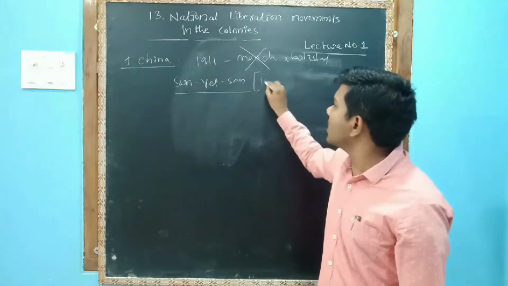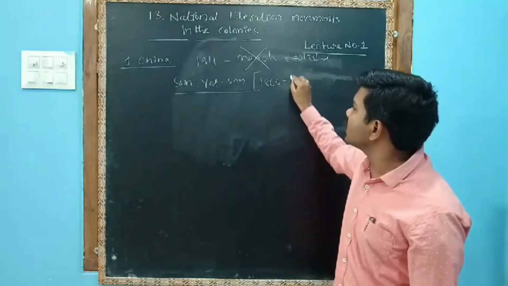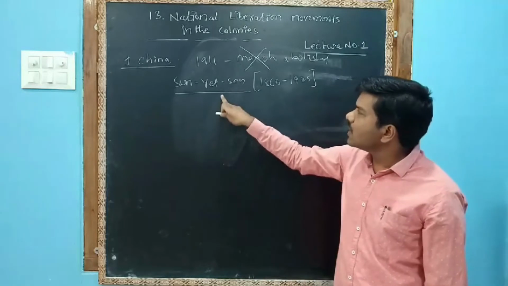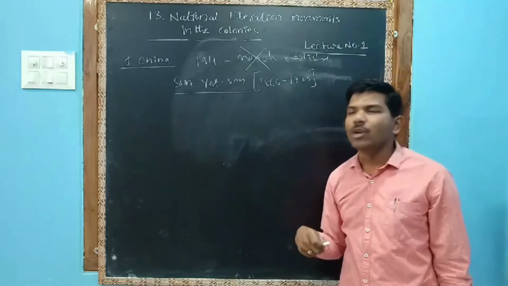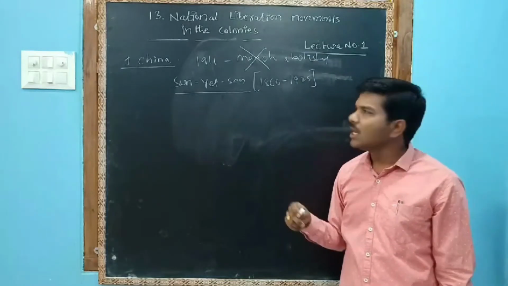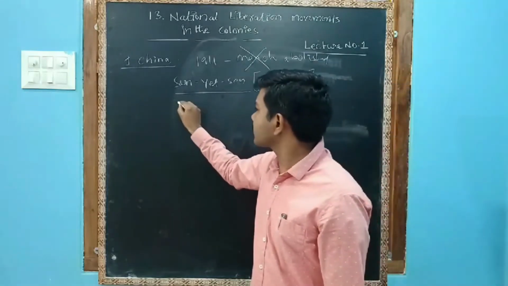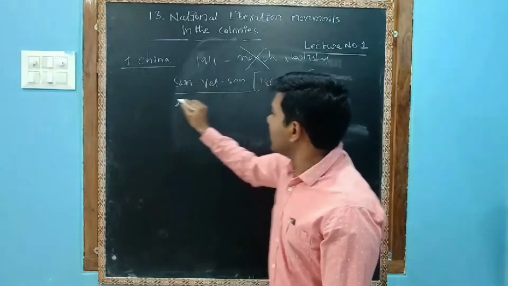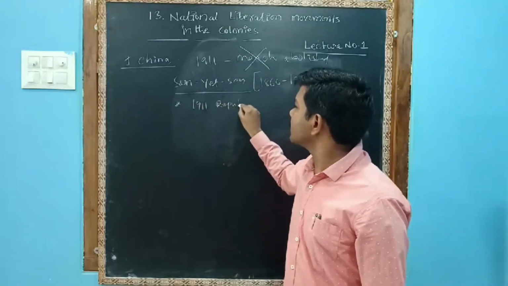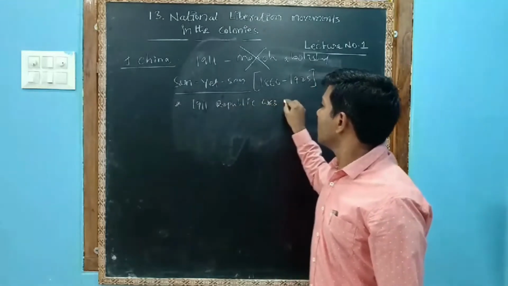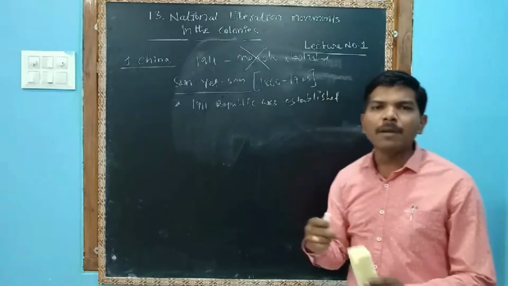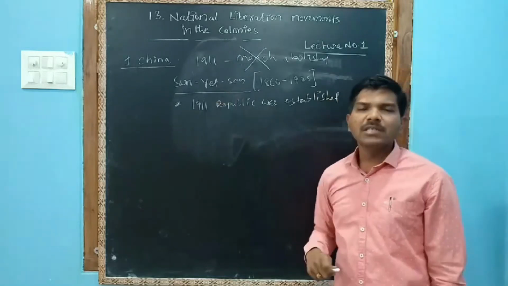Sun Yat-sen's lifespan was from 1866 to 1925. He overthrew the Manchu dynasty monarchy and established a republic. In 1911, a republic was established under the control of Sun Yat-sen.